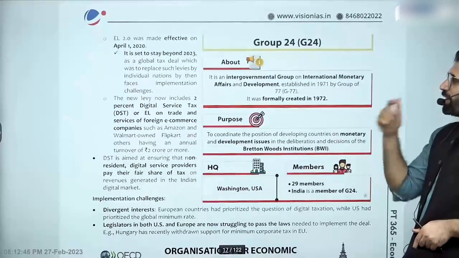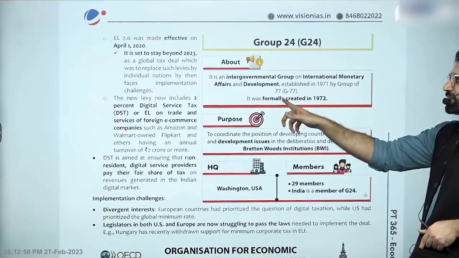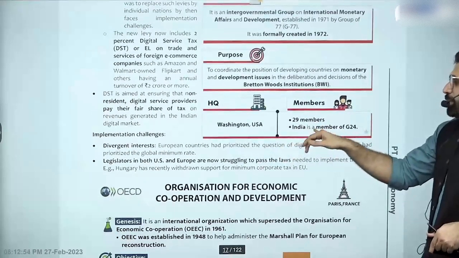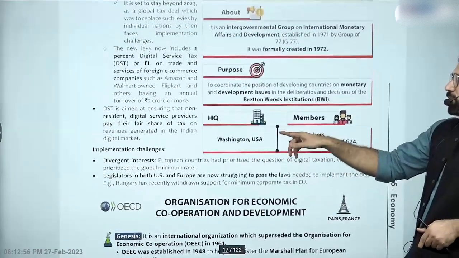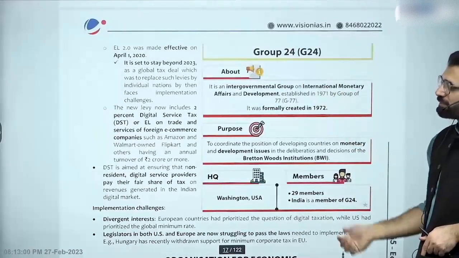This is G24, the Inter-Governmental Group of Twenty-Four on International Monetary Affairs and Development, a G77 body created in 1972. India is a member, headquartered in Washington, US. You need to know about G24 and its significance.